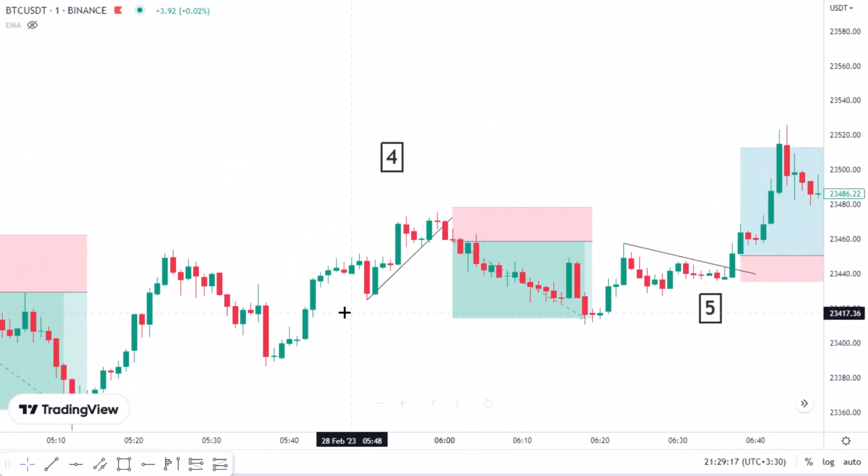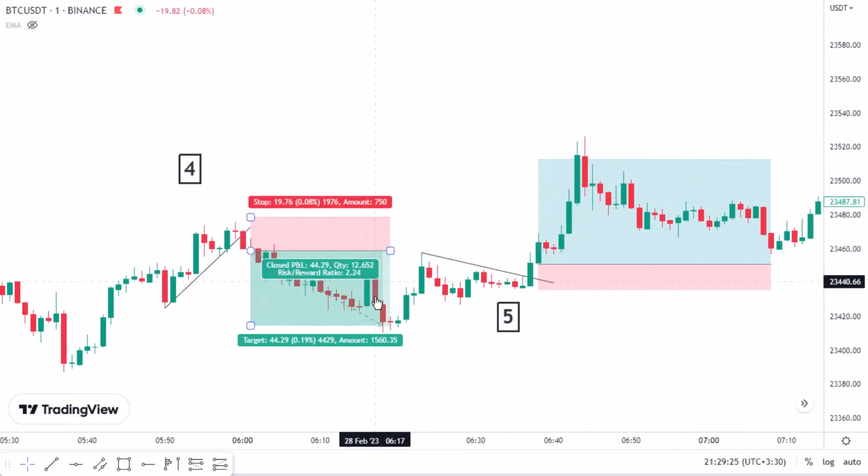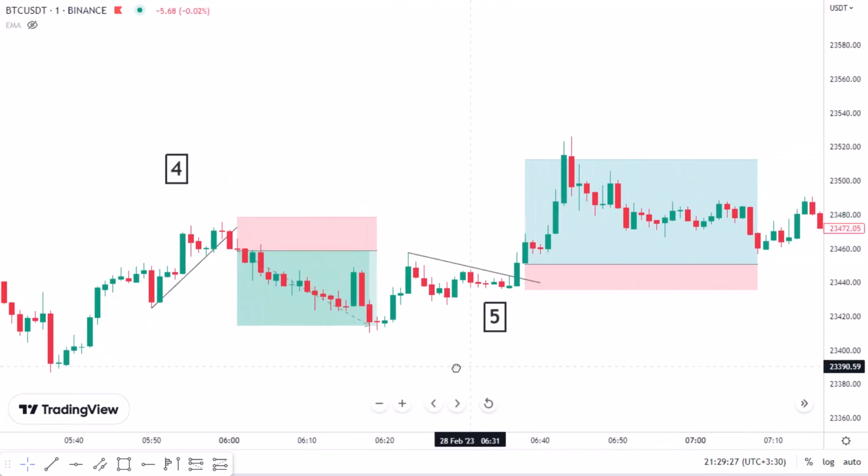On the trade 4, we have a trend line here with 3 touches. On the first time it breaks it here, we enter the sell position, put our stop loss somewhere safe, and it gives us a reward of 2.2.